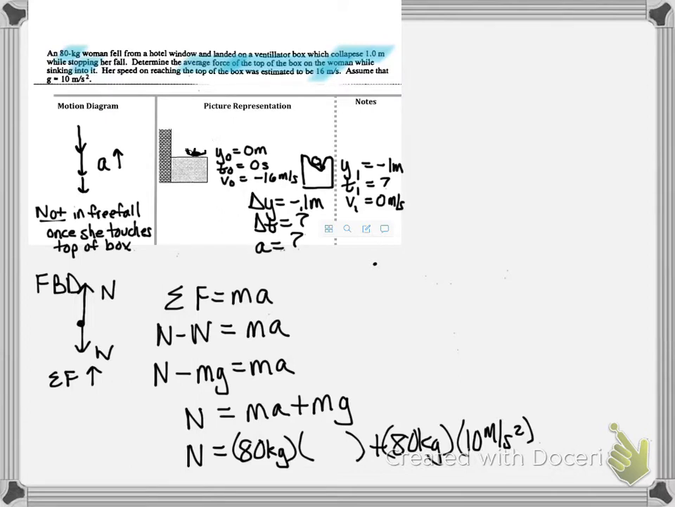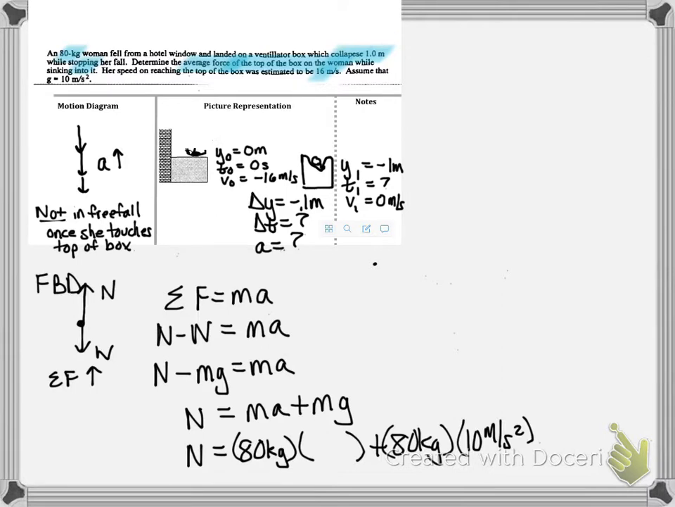Again, if you want to put numbers in, that's fine. So normal force equals ma plus mg. Do I know the mass? Sure, 80 kilograms. Do I know her acceleration? No, because in my picture representation, I have a equals question mark, so I just leave it blank for now. Do I know g? Yes, 10 meters per second squared. Again, that doesn't mean she was in free fall. That's just for calculating weight.